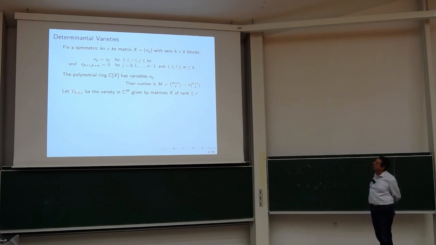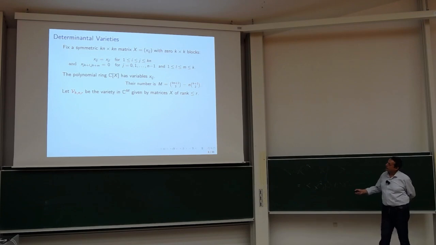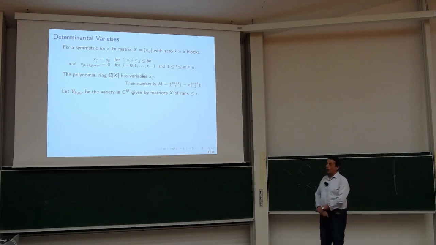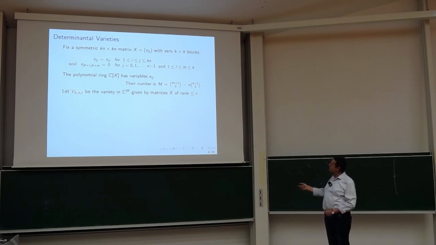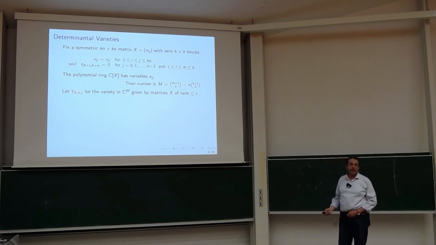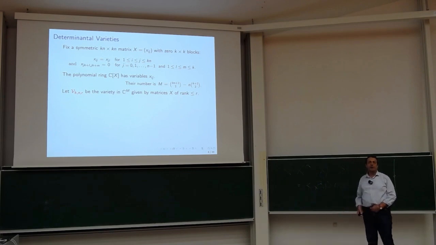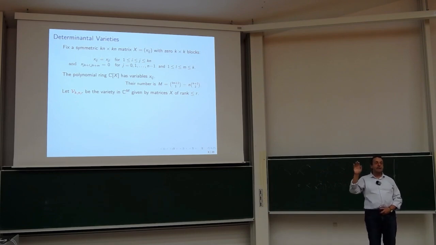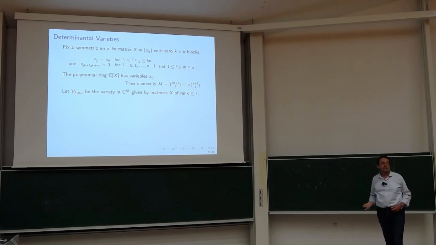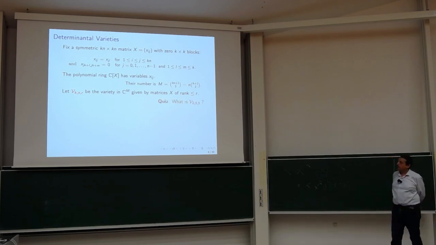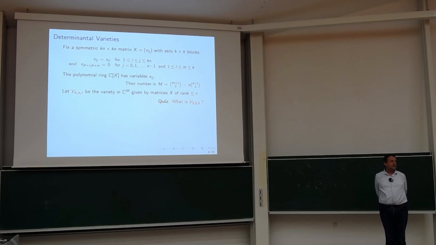So the number of variables is m, and I'm going to write V_{k,n,r} for the variety in this m-dimensional space consisting of all matrices of rank at most r. That's the object I would like to study. Right? So 3 parameters. n is the number of blocks. Later on, that will be the number of particles or fields. k is the size of the 0 blocks, and r is the desired rank. So for example, we could ask, what is V_{2,3,3}?